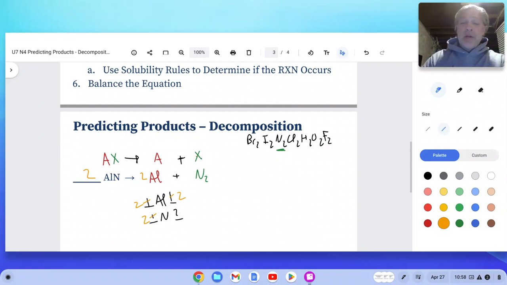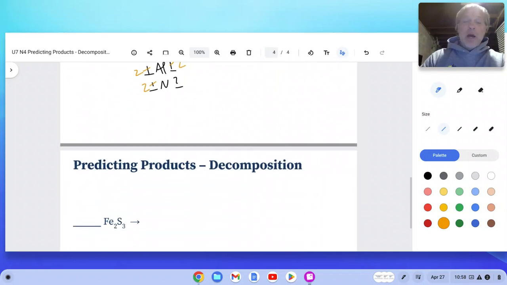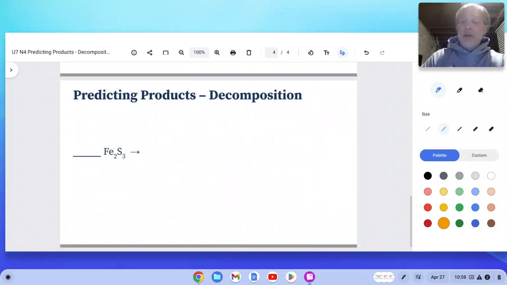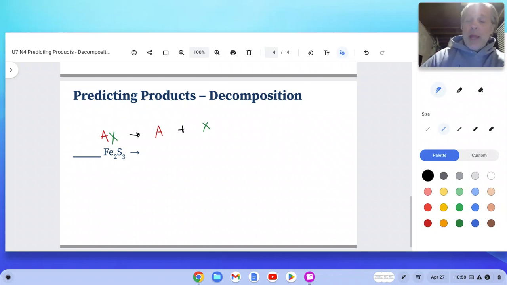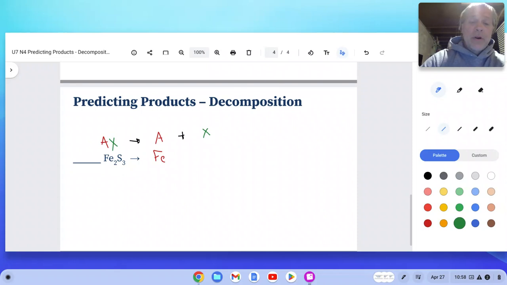We're now going to go ahead and do example problem number 2. Here we have Fe2S3. And again, our reaction template for decomposition reaction is AX reacts and separates into A and X. And so we're just going to go and match up what we have. So in this case, Fe is under the A on the left side, and it's going to be under the A on the right side. S is under the X on the left side, and so it's going to also be under the X on the right side.